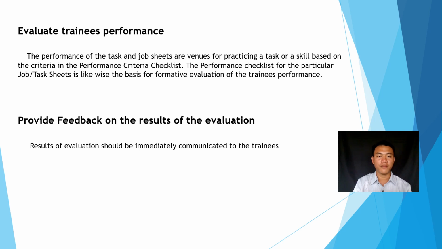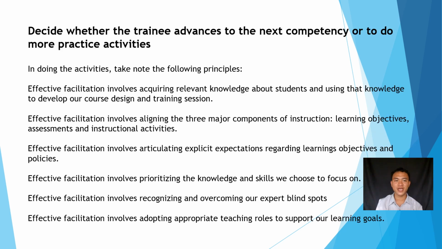Evaluate trainees' performance. The performance of the task and job sheets are venues for practicing a task or a skill based on the criteria of the performance criteria checklist. The performance checklist for the particular job and task sheets is likewise the basis for the formative evaluation of the trainee's performance. Provide feedback on the results of the evaluation. Results of evaluation should be immediately communicated to the trainees. Decide whether the trainee advances to the next competency or does more practice activities.